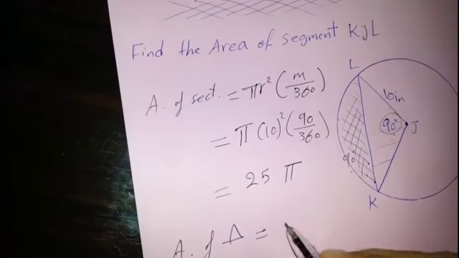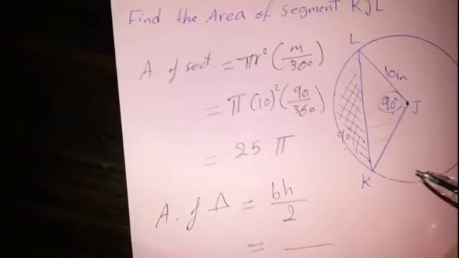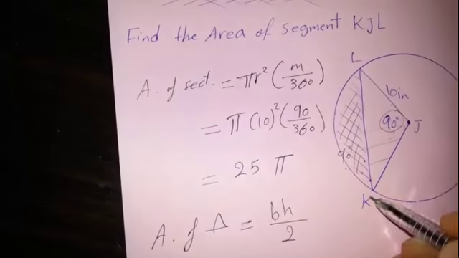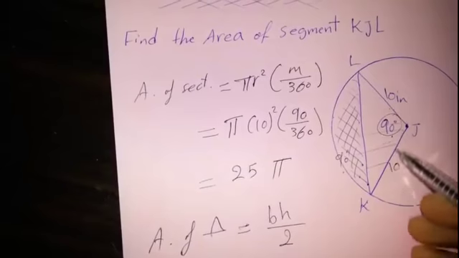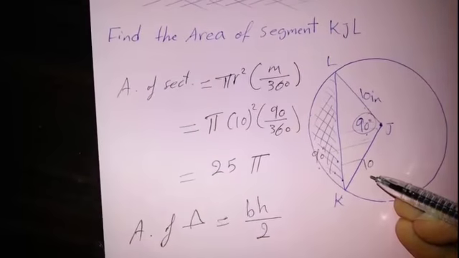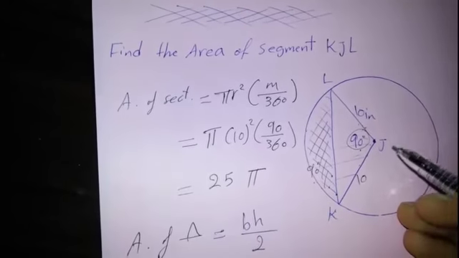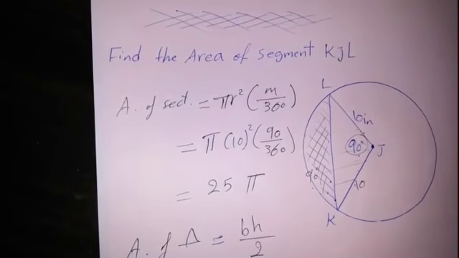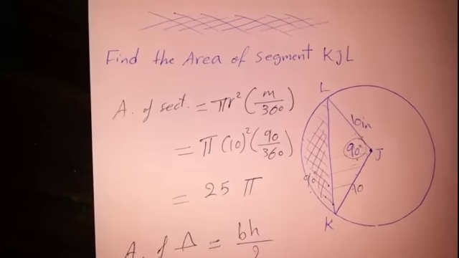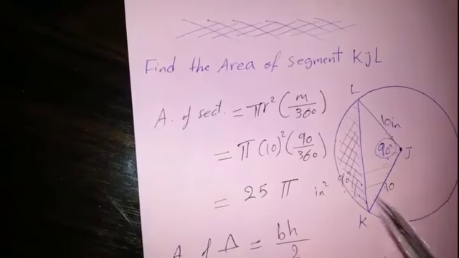Area of the triangle, we know it's base times height over 2. Where are the base and height here? This is a right triangle. This is a radius in the circle, so this also is a radius, and this one will be the same, 10, because they are radii. In the right triangle, these legs are the base and height. So it will be 10 multiplied by 10, divided by 2. The answer is 50. The unit is inch squared, and here also inch to the power 2.